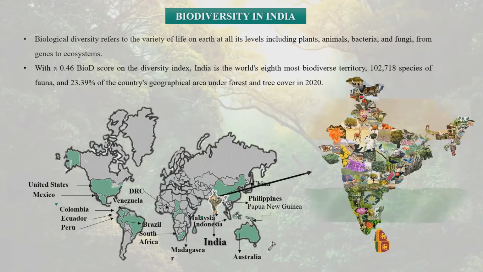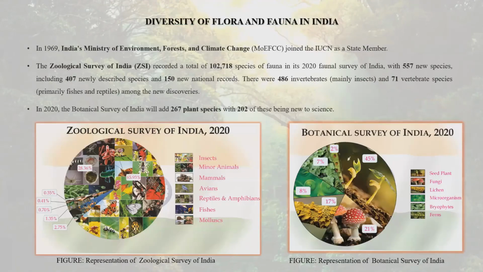India is one of the most biologically and culturally diverse nations on the planet, having a variety of different life forms such as plants, animals, humans, microorganisms, fungi, and so on. India is one of the 17 mega diverse nations, having 4th rank in Asia and 10th rank in the world in plant diversity. With only 2.4% of Earth's land area, it accounts for 7 to 8% of the world's recorded species. India is the world's 8th most biodiverse territory, with a 0.46 biodiversity score on the diversity index.